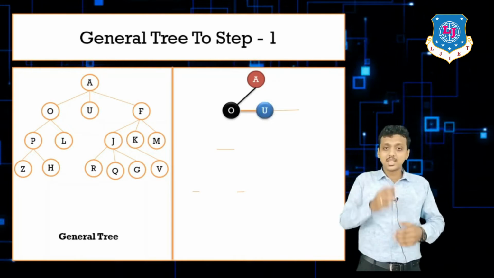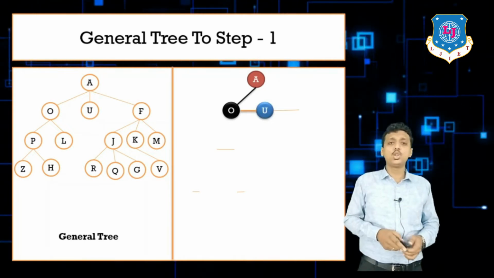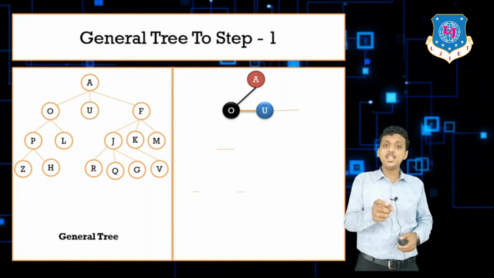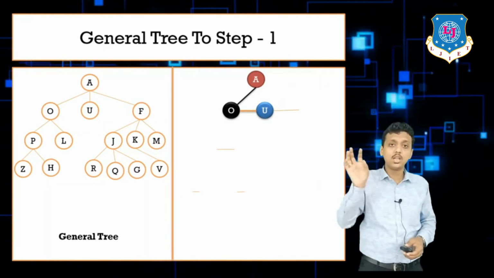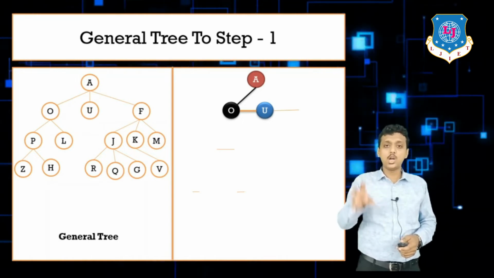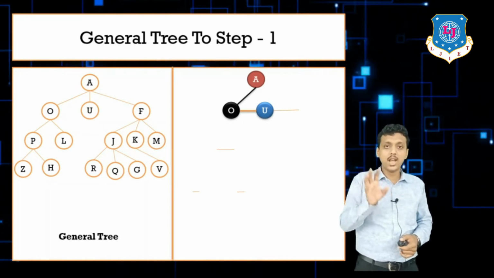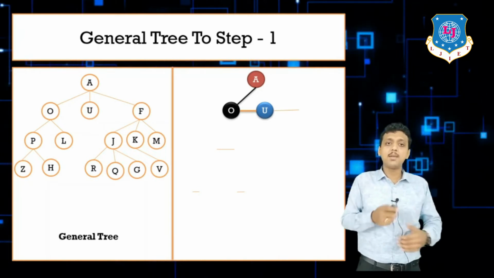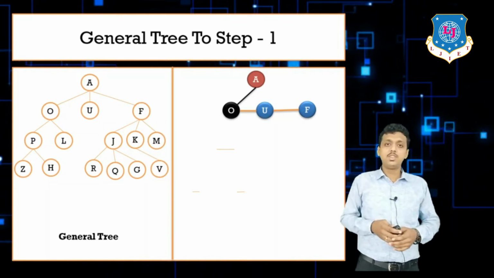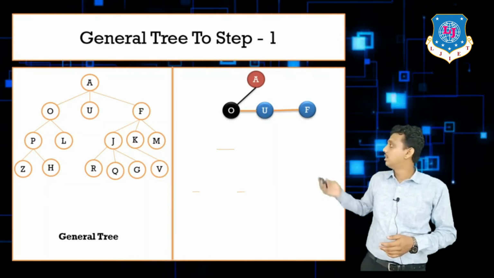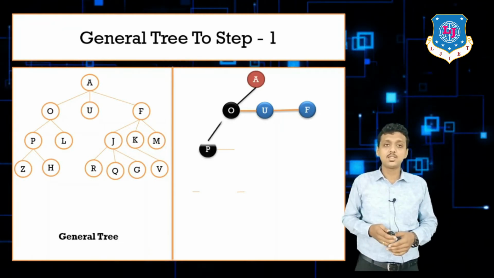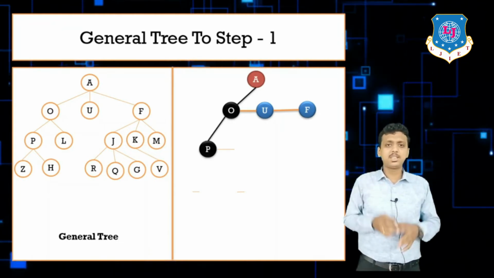Now let's see the next step: arrange the siblings of node O in a horizontal way on the right side. Here, the siblings of O are U and F. Just connect them on the right side in a horizontal way. Now we have completed O. Next, take the left child of O, which is P. Just keep P as it is.